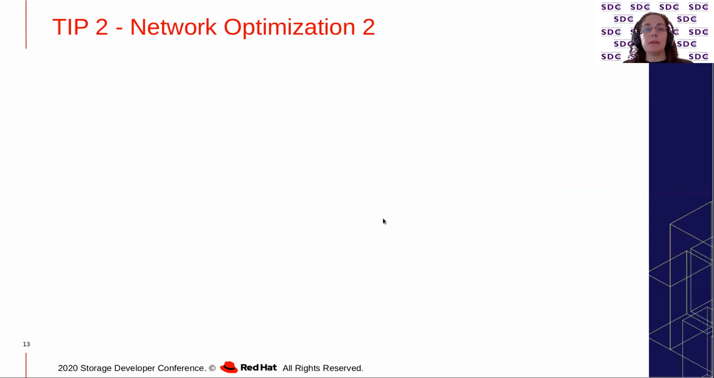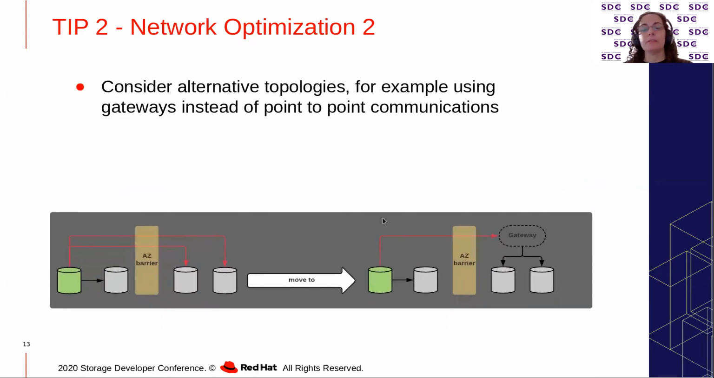You should consider alternative topologies that can save on cross-AZ communication. Let's look at this example. If we want more reliability, we can use replica 4 instead of 3. With two availability zones, we'll have 2 copies of the data in each availability zone. Using a gateway for the communication between the zones will reduce the traffic. The data passes only once between zones on write.